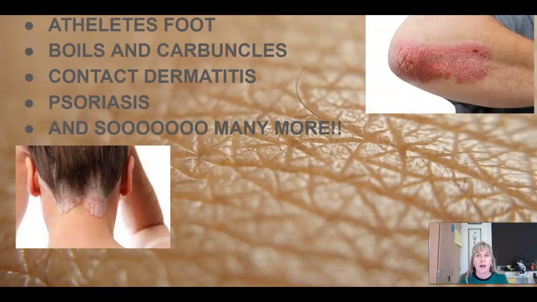Athlete's foot is another type of homeostatic imbalance caused by fungus. We talked a little bit about boils and carbuncles. Contact dermatitis, if you're using some cleaning agents and your skin gets red and itchy, that is another type of ailment. And psoriasis. The pictures here that I chose are of psoriasis because it forms these crusty plaques on your skin. They tend to be silvery white. It can actually crack and bleed, and some of them are associated with a type of arthritis.